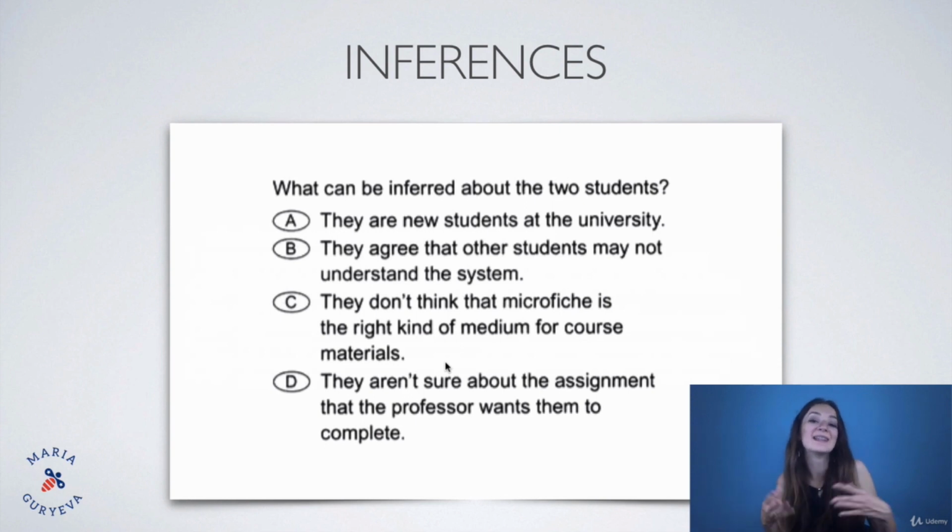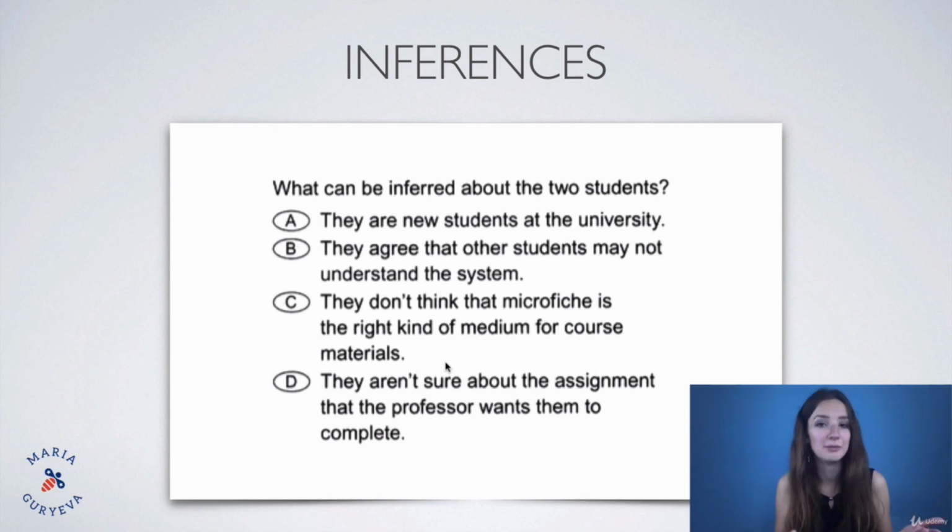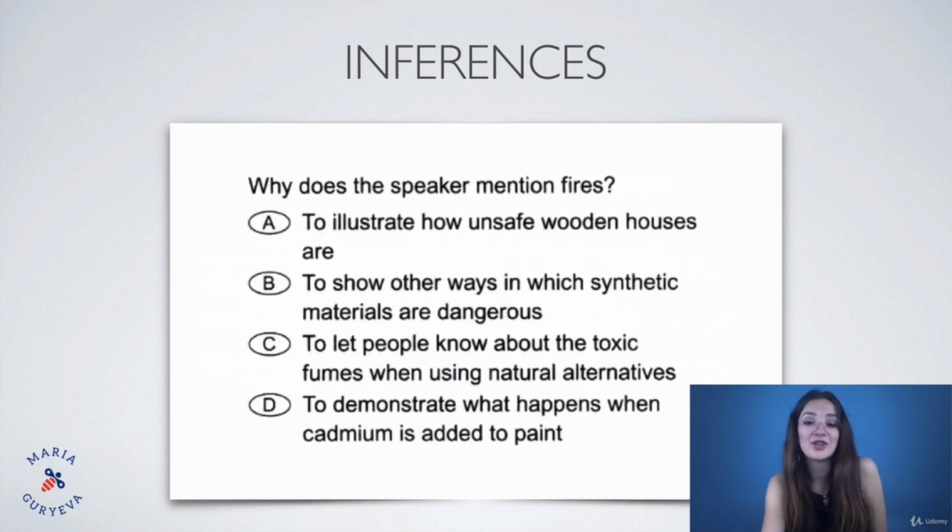So these are the things that we can infer. They were just talking, and then we looked at what they were talking about, and we made a conclusion about them. Oh, they're probably into this, or they're probably that. So this is an answer to this question. What can be inferred about two students? We are making a conclusion. Why does the speaker mention fires?